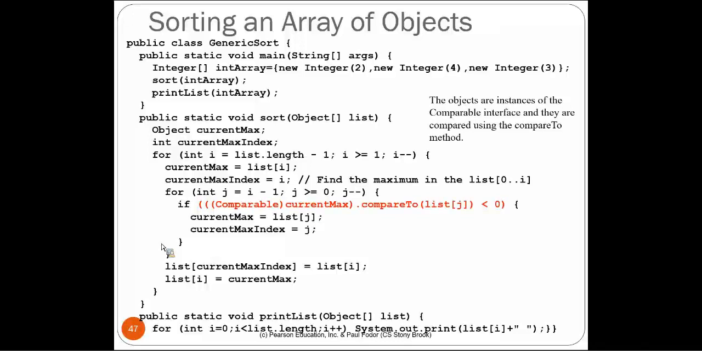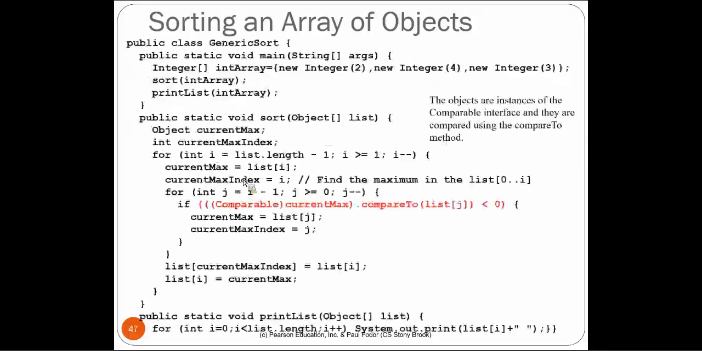Sorting an array of objects can be done with the Comparable interface. In this case, I'm doing it with an array of Integer objects. So new Integer(2), new Integer(4), new Integer(3) are all Integer objects. They implement the Comparable interface, so we can call the sort method. The sort method takes an array of Comparable objects, and it implements the selection sort method that we talked about earlier this semester. In fact, we already implemented it with objects in one of the previous classes, the class when we did inheritance.